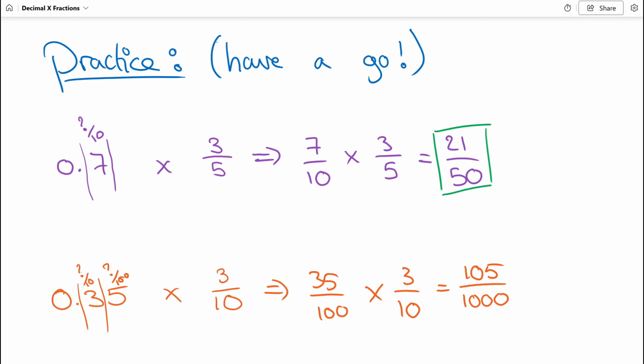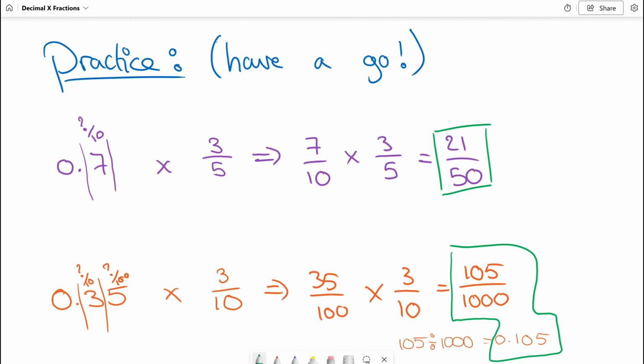You can leave the answer like that, or we can convert it to its equivalent decimal, because 105 over 1,000 is the same as saying 105 divided by 1,000, which is place value, which is another video I've made, so go check it out, which is 0.105. Yeah, so these two are equivalent. So either or is correct. And there we go. So that was converting decimals to fractions and how you might use them in other questions.